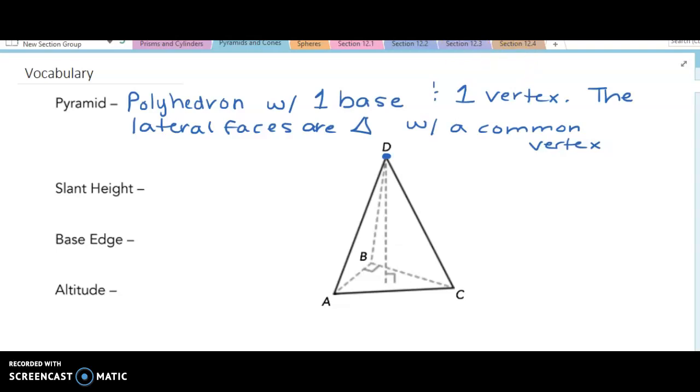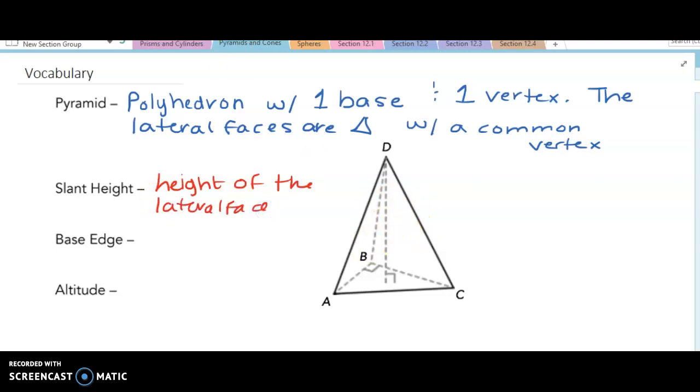All right, so kind of like before, this is our base down here. And then we have, because we have a pyramid, we have three lateral faces. So here's one, here's two, and then there's three. All right, so the slant height, guys, this is very different than the height. It is the height of the lateral face.